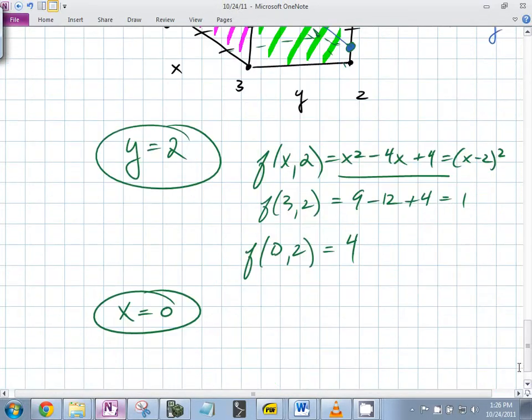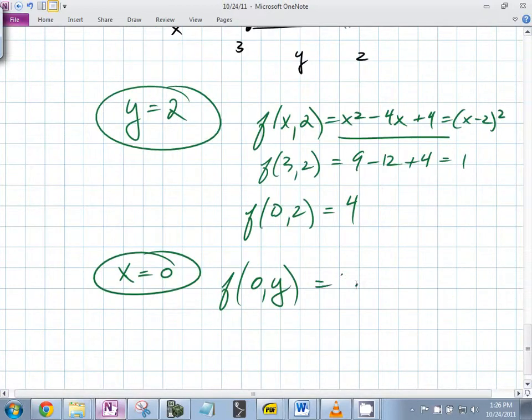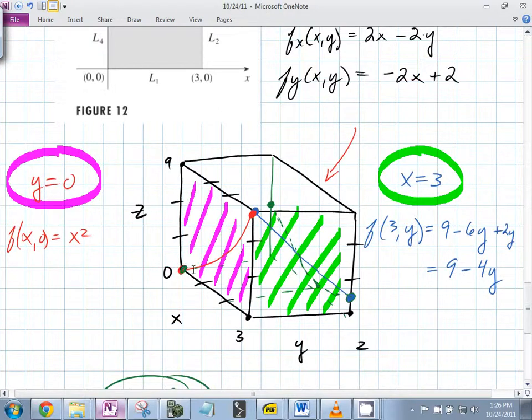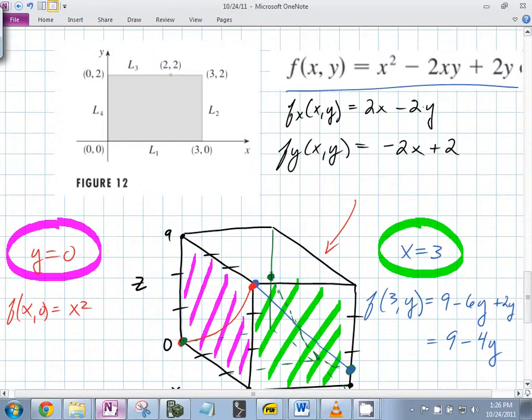f of 0, y. What does the original come out to be right here? 2y. Linear. It's linear, right? When y is 0, where is it going to be? 0. And when y is equal to 2, where is it going to be? 4. It actually hits right there. Great. So we know it's going to go on the back wall, like right about here, correct?